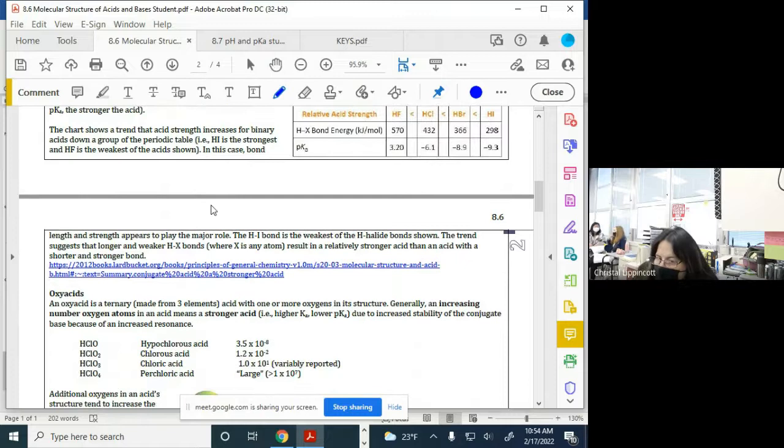In that case, the bond length and strength appears to play a major role. What they're talking about is that with HF, since the hydrogen and fluorine are so close together, it becomes more difficult to pull this hydrogen away and leave the negative ion behind, as opposed to HI, where your bond length is longer, it's easier to pull that hydrogen away, thus making it a strong acid.